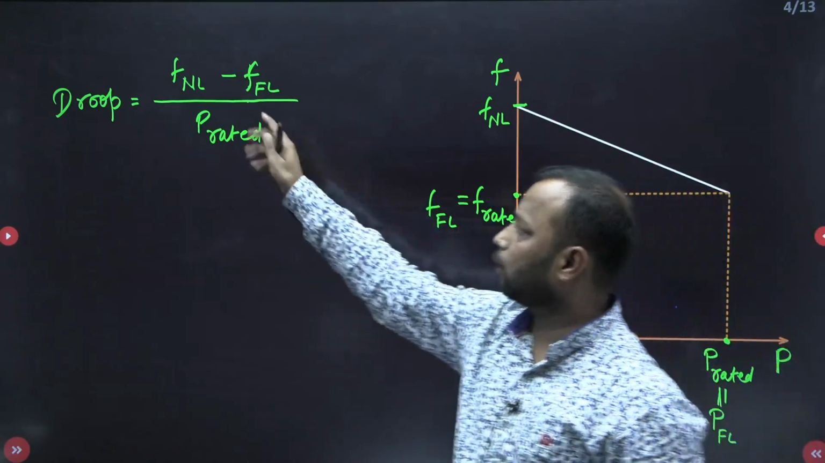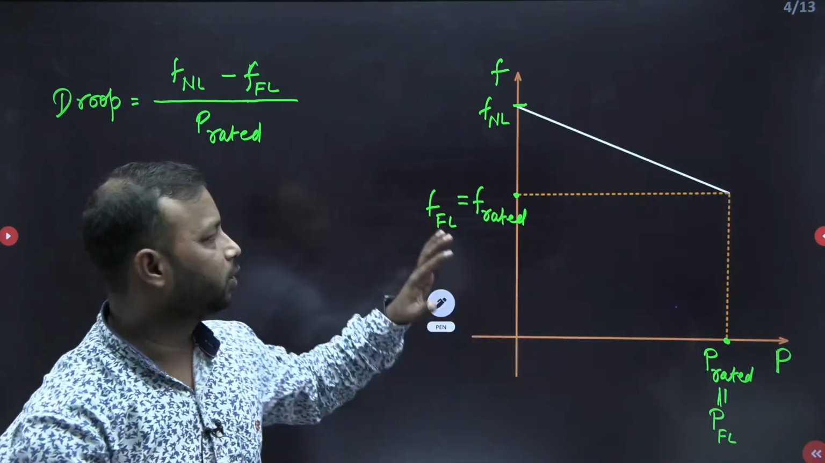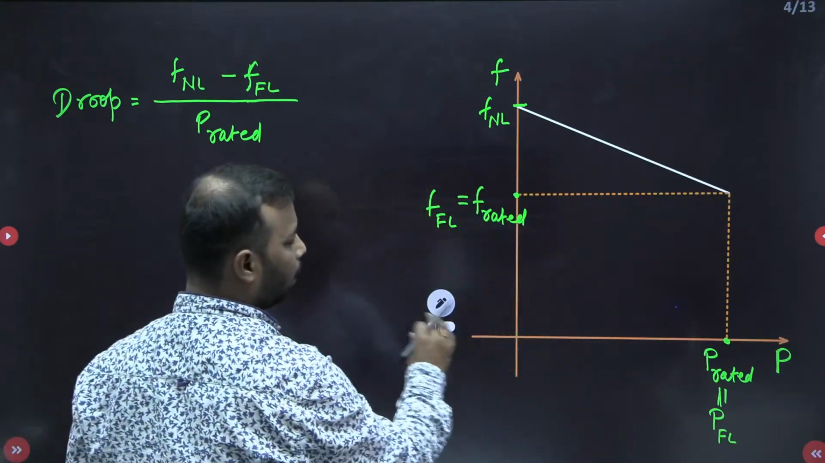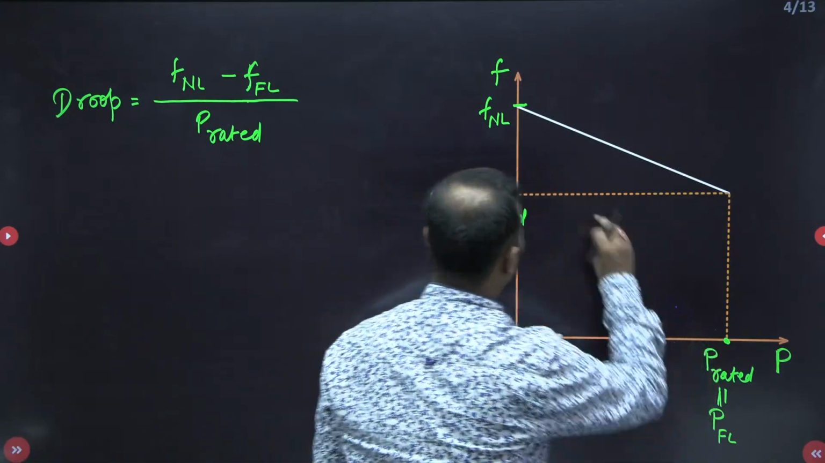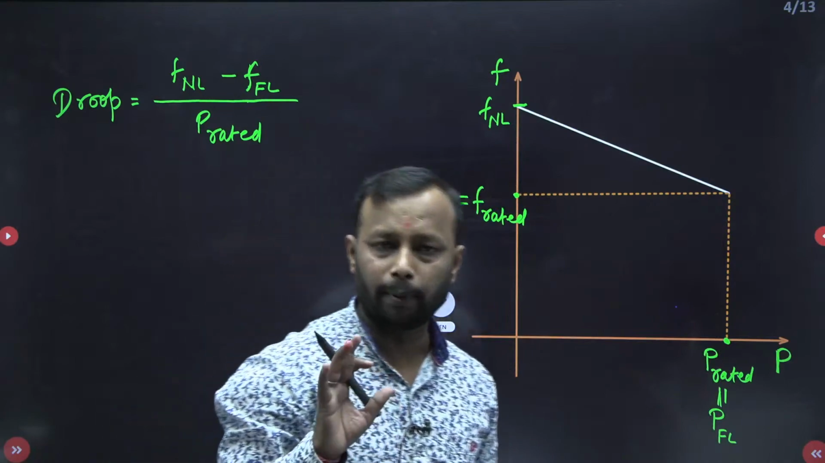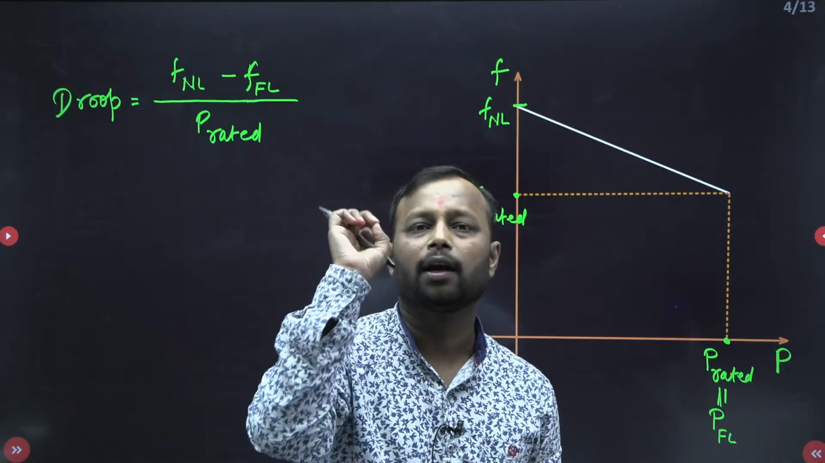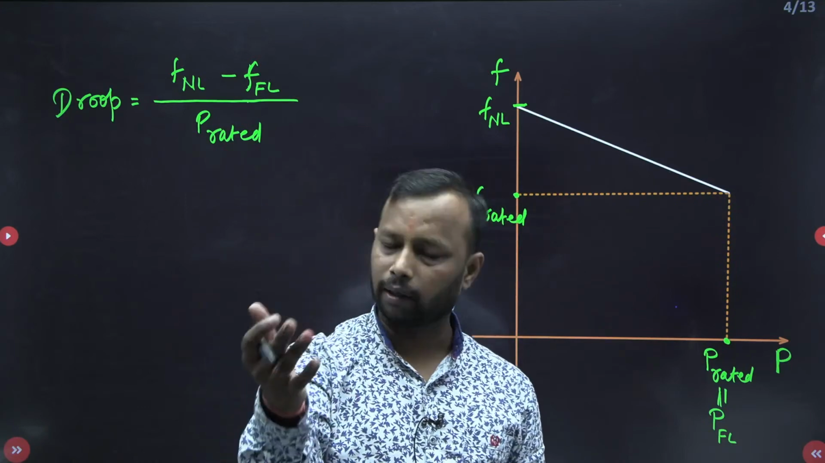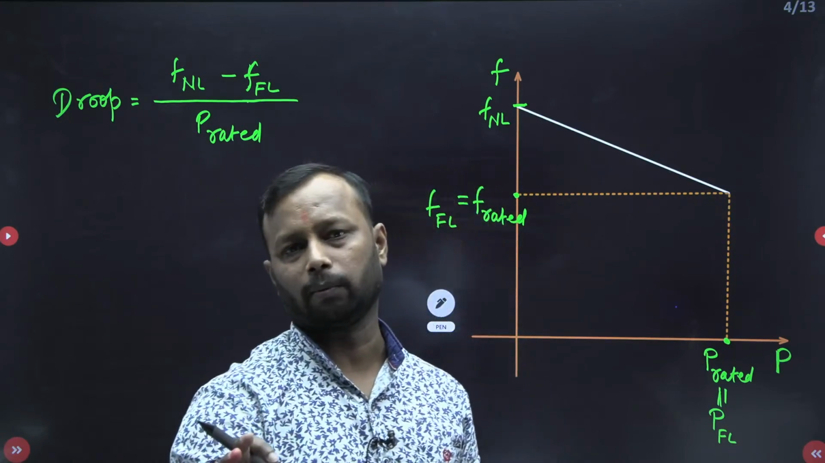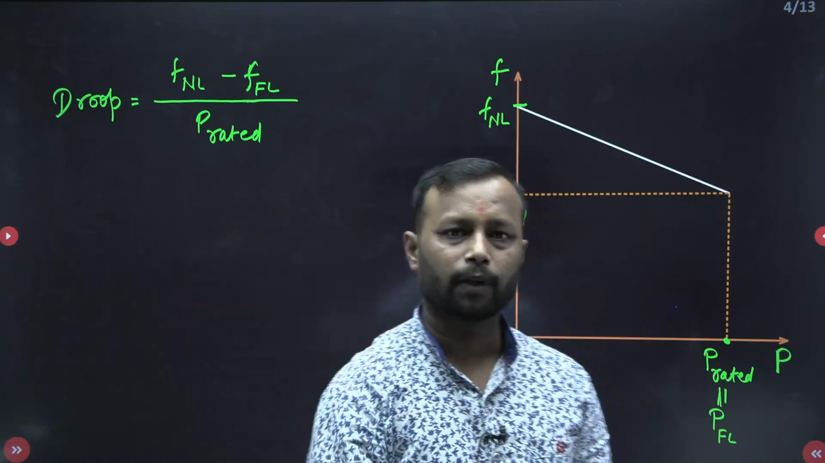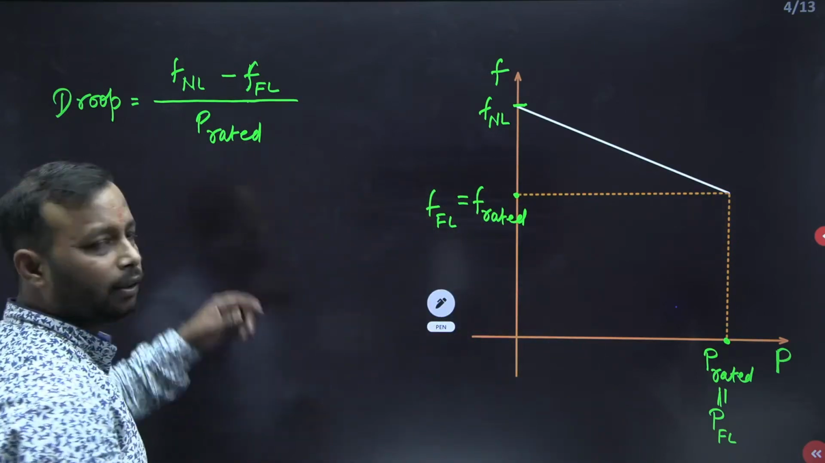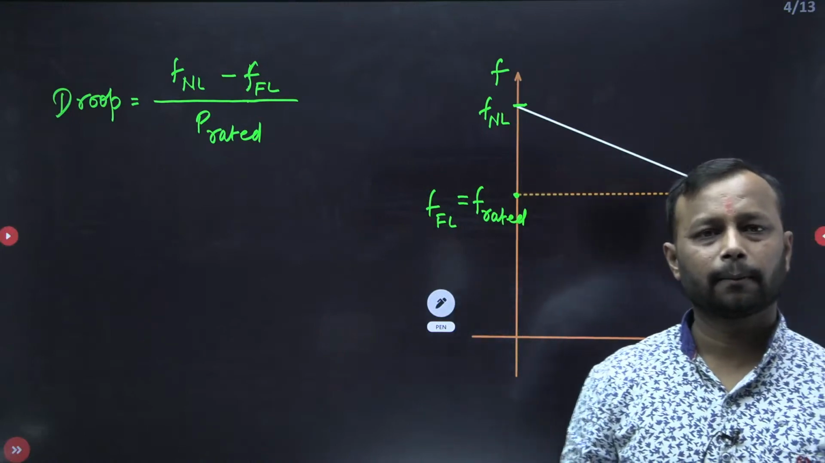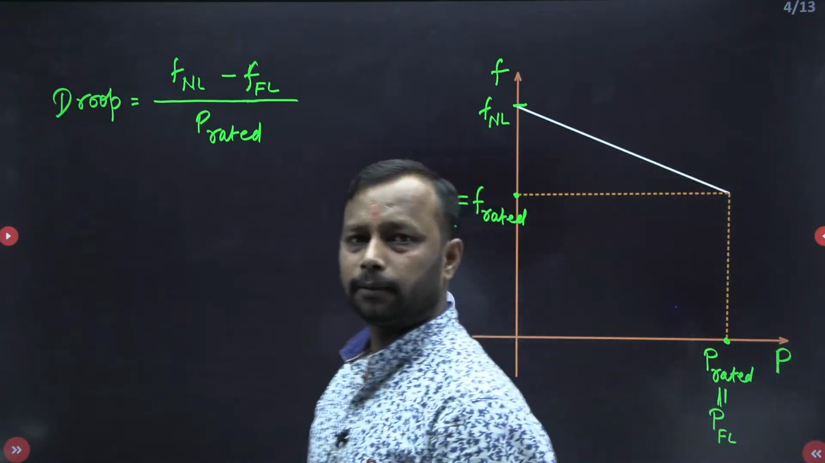So this is nothing but the droop of the particular synchronous generator. Now ideally, what has to happen? Ideally, if you increase the load, the frequency should not decrease. So this is the ideal characteristic of any particular synchronous generator. But as we know, that is not possible because of the dynamic equation. Got the point? Any doubt in this?